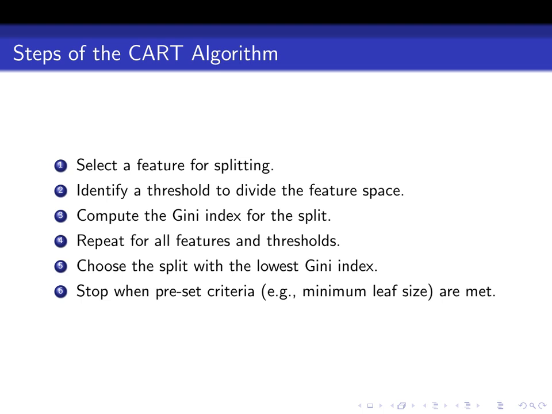Now, let's explore the steps of the CART algorithm. This systematic process begins by selecting a feature for splitting the data. It then identifies a threshold to divide the feature space. The algorithm computes the Gini index for each potential split and evaluates all features and thresholds. It chooses the split with the lowest Gini index and repeats this process until a stopping criterion, like minimum leaf size, is met. This ensures effective and interpretable results.